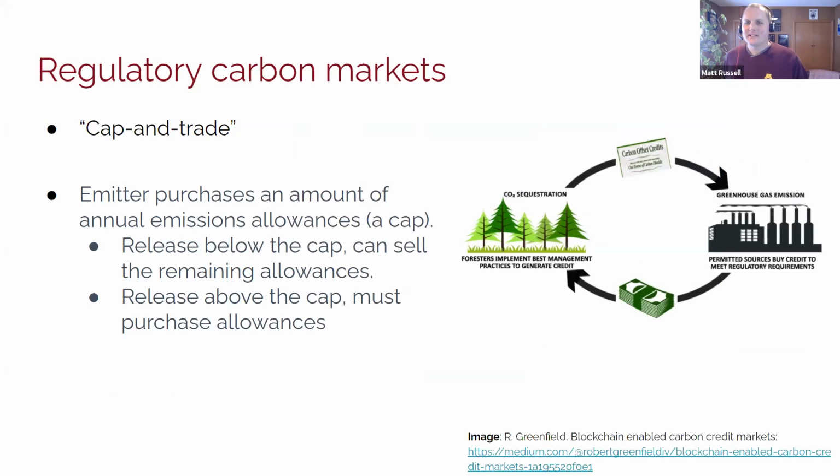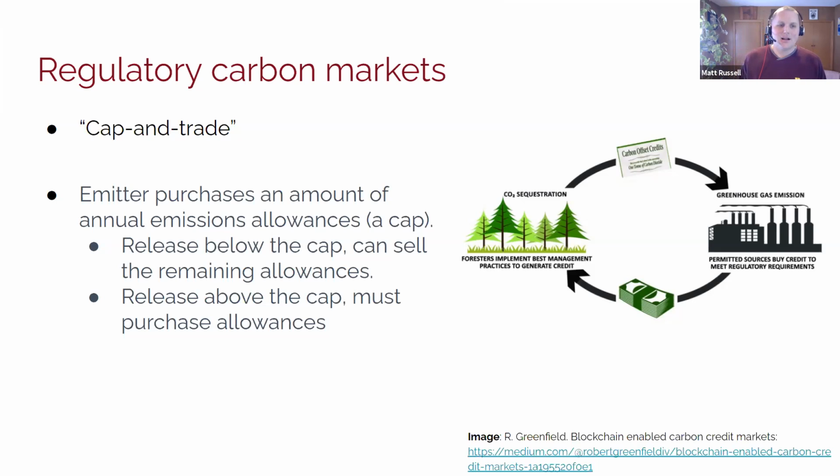That Climate 21 document does a great job of talking about the role that markets might play in how forests are managed for carbon. One of those kinds of markets is what we might call a regulatory carbon market. This is also synonymous with the cap and trade system. I'll talk about the example from California and how that's operated in the next slide.